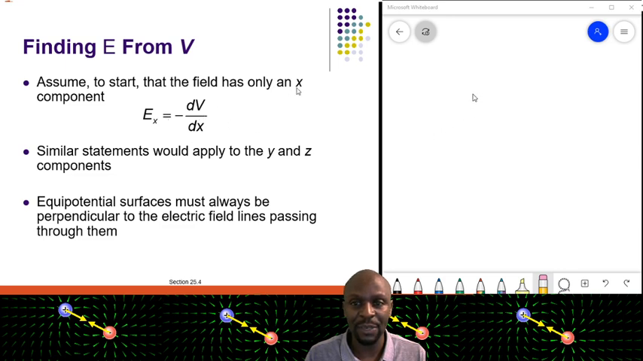Now I am using the ordinary derivative here because I know that this is only in x. This is only depending on x. But a similar statement may be applied when this is only in y. If it is in y, this is going to be y, and that is going to be y. And if it is z, that is going to be z, and then that is also going to be z.